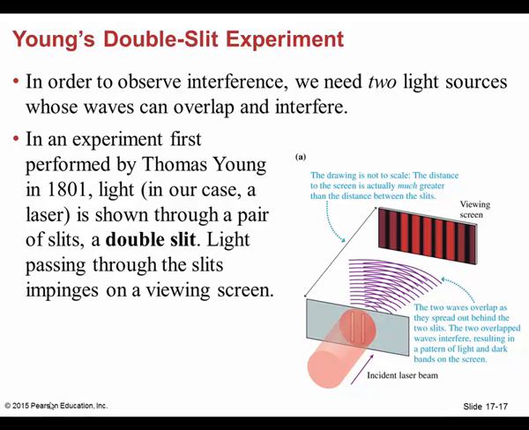So Young did his double slit experiment, and what did he show us? Well, he showed us that if you take two slits, based on the distance between them, you will actually produce bright lines and dark lines. Well, now, what the heck is this? Well, what this shows us is that light can actually interfere with itself. Light can constructively interfere, or it can destructively interfere.